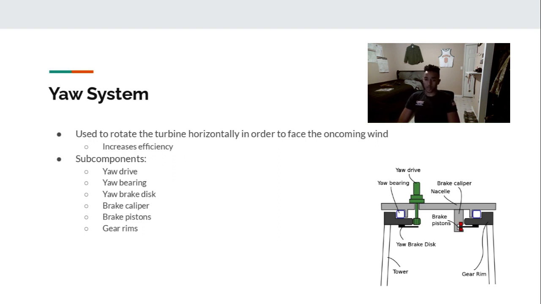Now, the important subcomponents for the wind turbine's yaw system include the yaw drive, the yaw bearing, the yaw brake disc, the brake caliper, the brake pistons, and the gear rings.